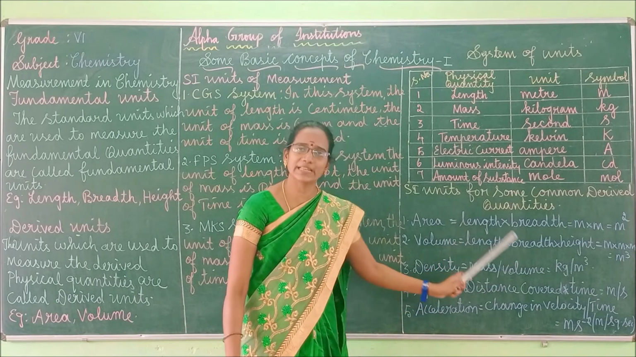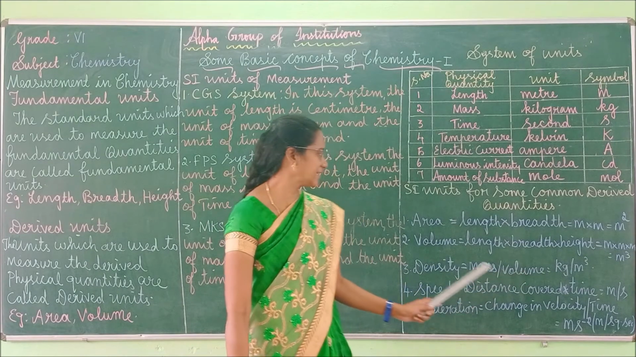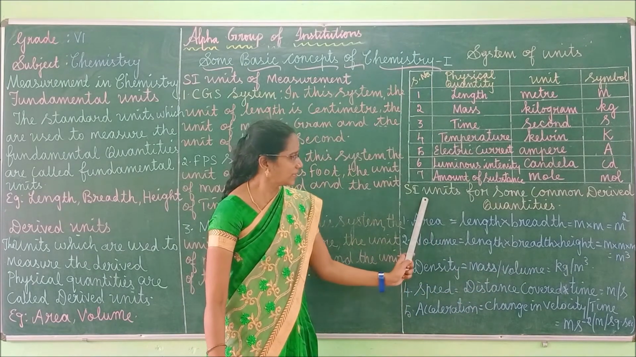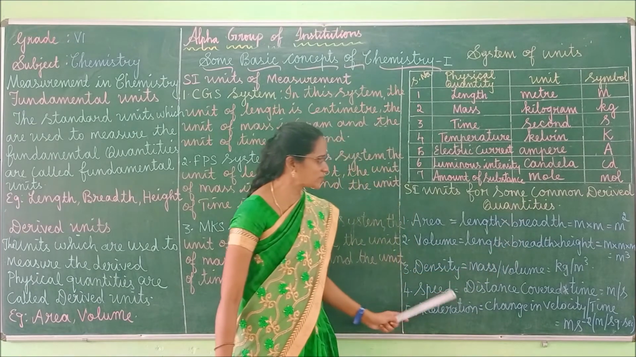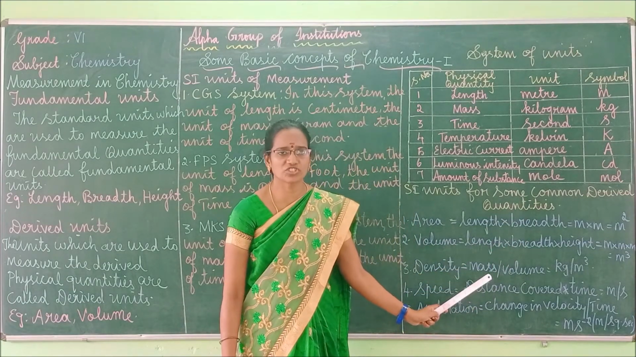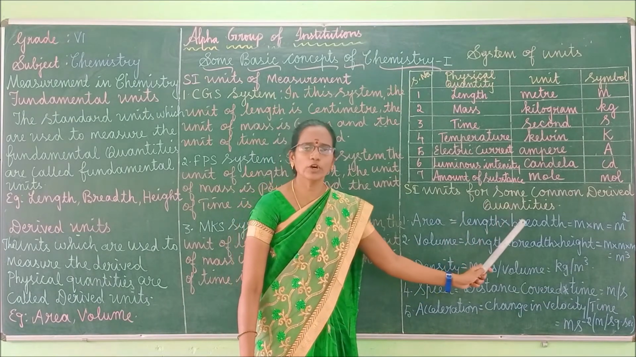These are some of the derived quantities. What is the formula for this? Let me see now. First one, that is SI units for some common derived quantities. These questions will come under one more question, right? So area is equal to length into breadth.